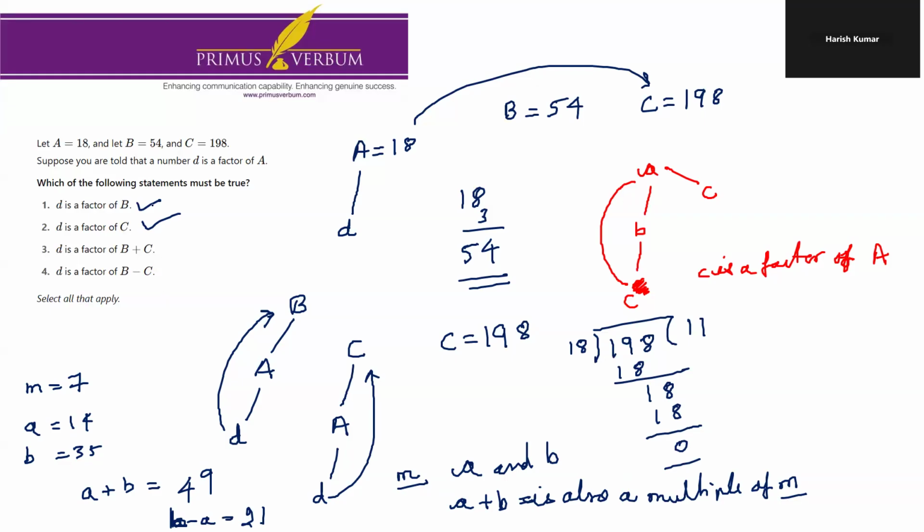Therefore, since we have already proven that D is a factor of B and D is a factor of C, D should be a factor of B plus C and D is a factor of B minus C. These two are also correct. We can also say that B plus C is a multiple of D and B minus C is a multiple of D. So yes, all four of them are correct. All the statements must be true.